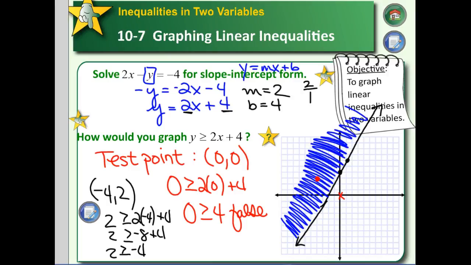Now I want to show you something. As we go through here, if I go to my y-intercept on my y-axis, if you notice, if I go up from this point, my y's are getting larger, and that's the side that is graphed, okay? And then if I go down, my y's are getting smaller, and so that's going to be y is less than. So we're going to look at that idea in a little bit.